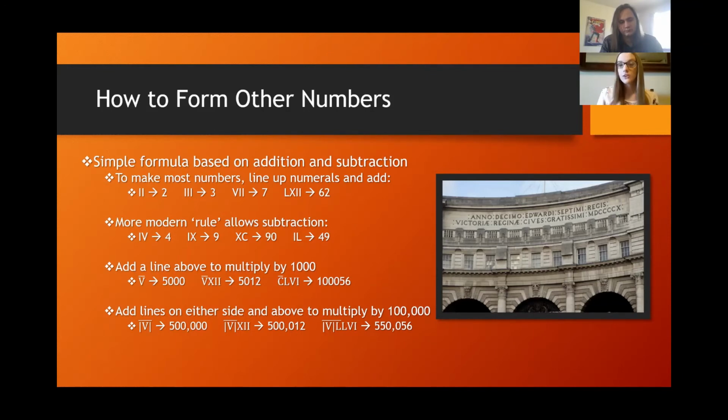And then for very large numbers, say multiplying by 100,000, you would have vertical bars on either side of your numeral and a horizontal bar on top. This would represent that numeral times 100,000. So in the case of a V, V is 5, and 5 times 100,000 is 500,000. There are a few more examples there on the screen. But for more complex calculations, the Romans would use something called an abacus.